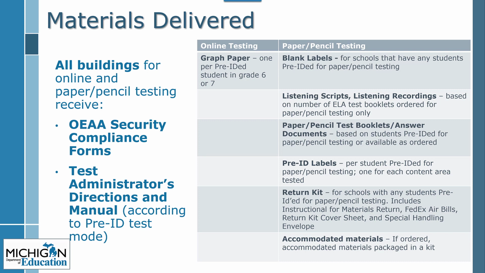For schools that have any student pre-ID'd for paper pencil testing, they will also receive blank labels that you can print barcodes on, listening scripts, and listening recordings. Of course, the test booklets and answer documents, and your printed pre-ID labels based on the students who are pre-ID'd to paper pencil testing on or before February 15th. Return kits are now only sent to schools that have students pre-ID'd for paper pencil testing. If you had no students pre-ID'd for paper pencil testing during the initial material order window, but subsequently order paper pencil materials during the additional material order window, you will be sent the return kit with your additional material order. Finally, any schools that ordered any accommodated materials will receive those according to the materials ordered.